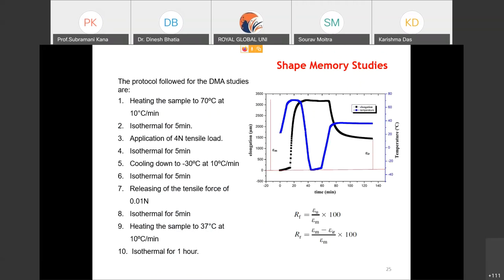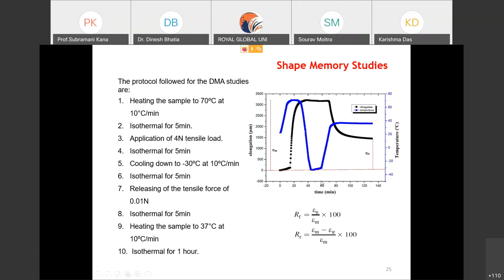Another major important study is the shape memory characteristics of the proposed material. We studied this using a DMA technique, with a standard operating protocol. We heat the sample up to 70 degrees at 10 degrees per minute, as you can see in this temperature graph, and keep it isothermal at 70 degrees. Then we apply a load of 4 newton, keep it at the temperature, and cool down to minus 30 degrees. This is the standard protocol suggested to test the shape memory characteristics of the polymer in a DMA.